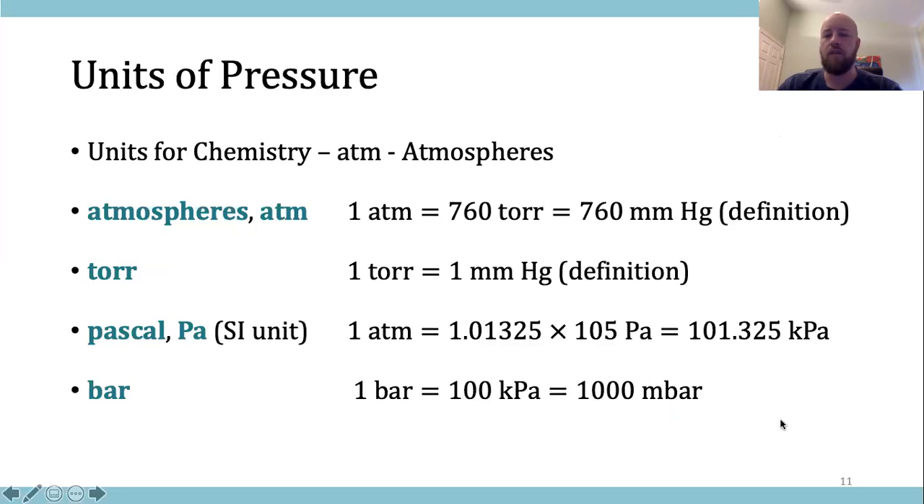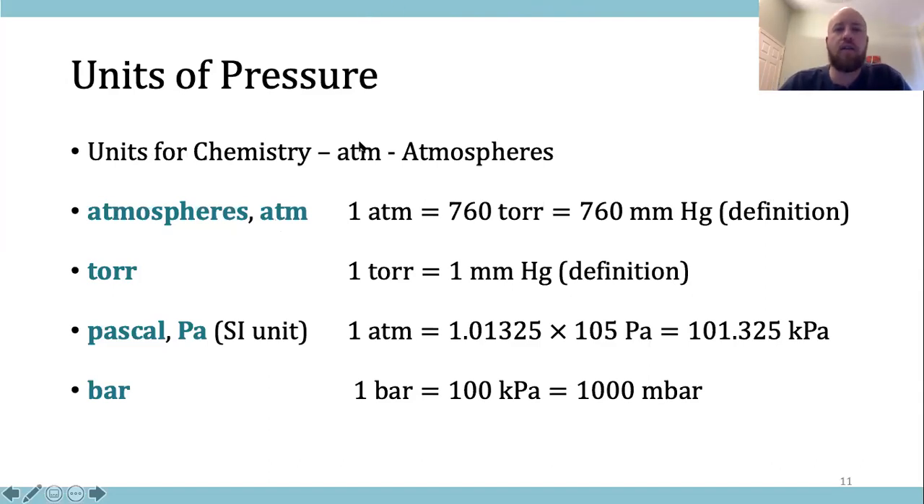All right, so what we need to be able to do is convert between different units. Here we have atmospheres, ATM. Now this is the common unit that we're going to be using for this course.